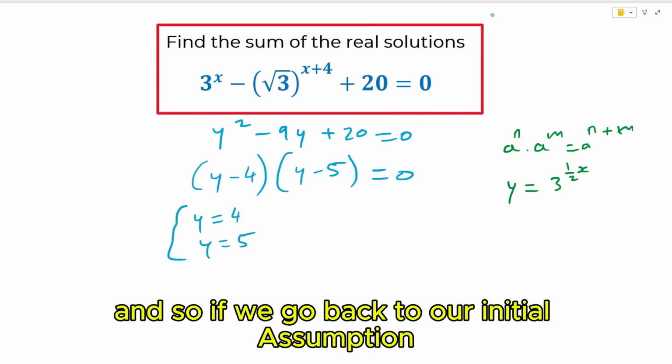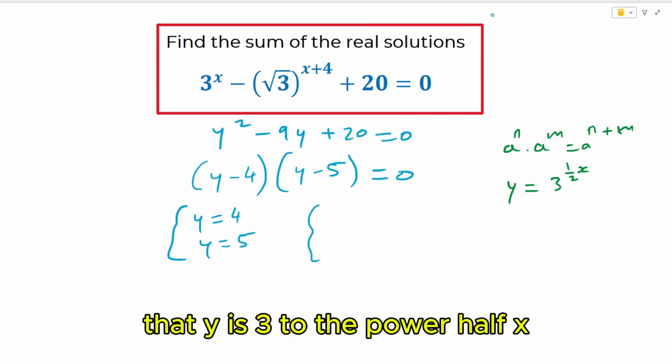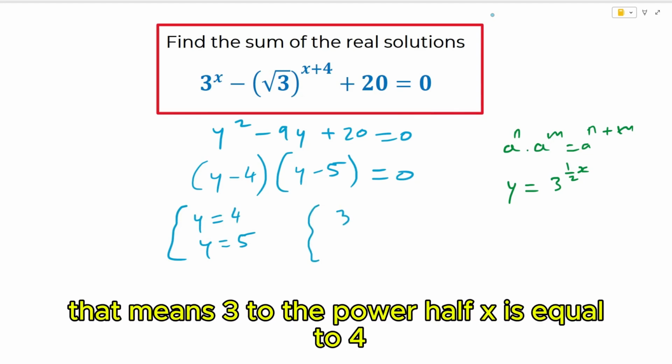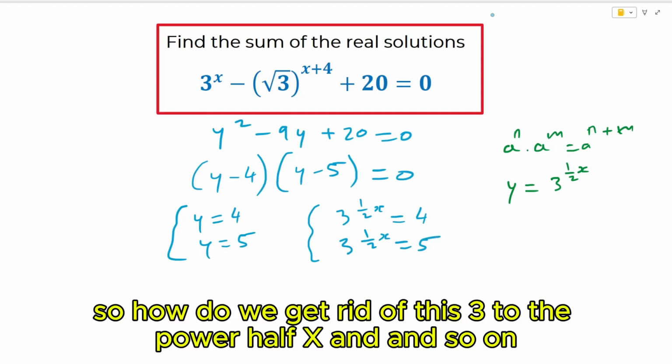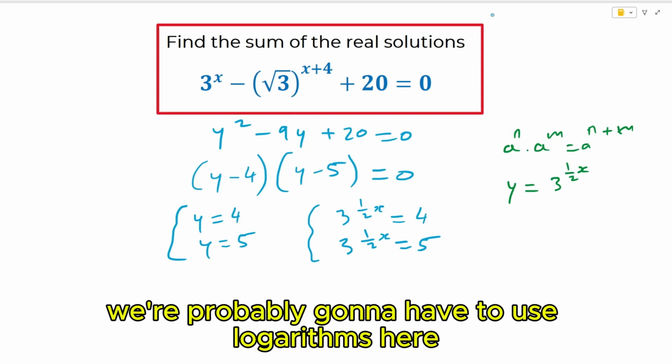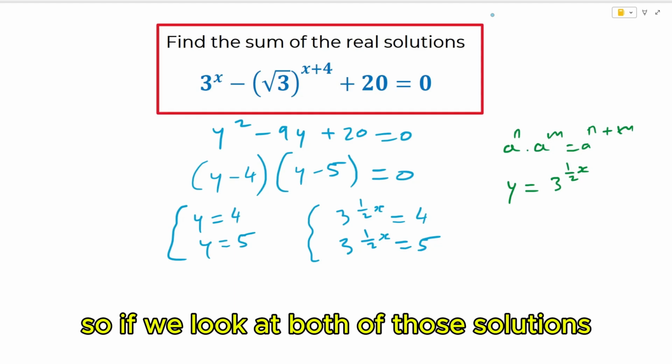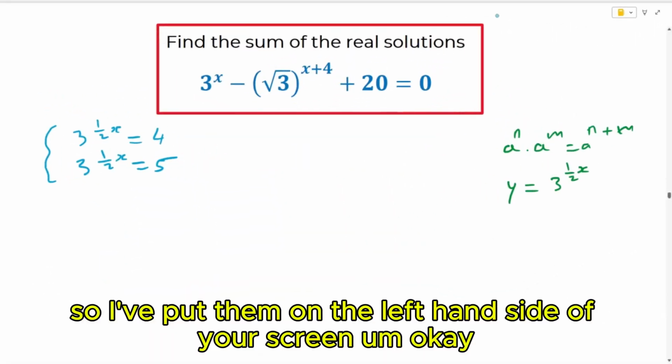And so if we go back to our initial assumption that y is 3 to the power half x, that means 3 to the power half x is equal to 4, or 3 to the power half x is equal to 5. So how do we get rid of this 3 to the power half x? We're probably going to have to use logarithms here. So if we look at both of those solutions, I've put them on the left-hand side of your screen.